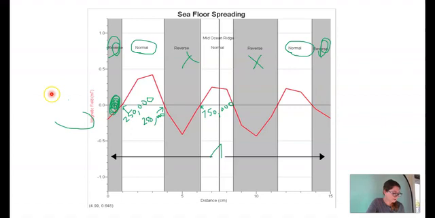Question number 6. What type of plate boundary is represented by the mid-ocean ridge? Describe the movement at this type of boundary. We've talked a lot about that, so that one should be an easy one. And lastly, it's time to sum up all your knowledge and explain seafloor spreading.